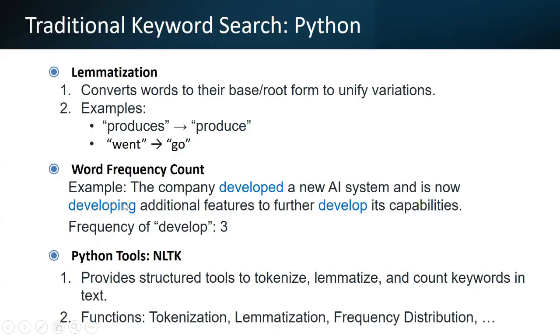So let's look at this example. The company developed a new AI system. Now it is developing additional features to further develop its capabilities. If you do not do the lemmatization and just search for develop, you only have one hit. However, if you do the lemmatization, you convert developed into develop, developing into develop, and you have 3 hits. So you can see that this process is called lemmatization.